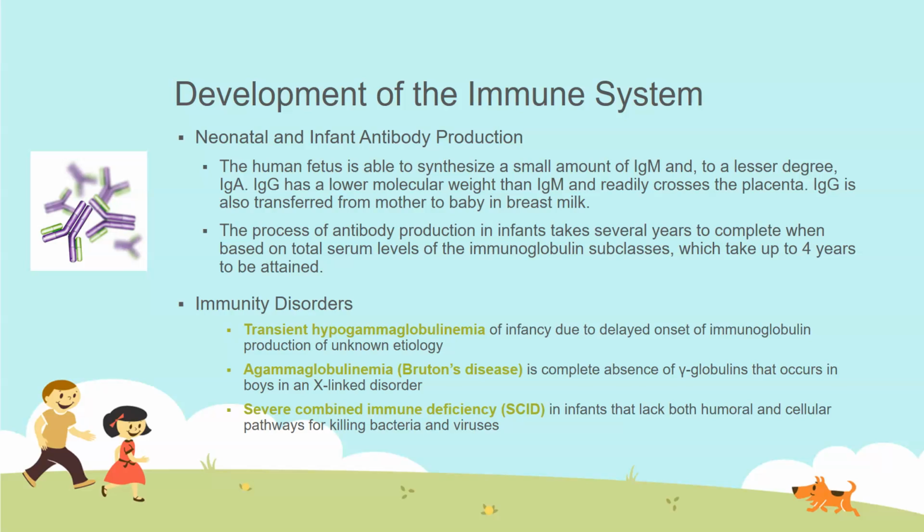And then another one where the immune system is not good is the severe combined immune deficiency, or SCID. In infants, they lack both humoral and cellular pathways for killing bacteria and viruses, and so these are very, very, very susceptible to everything that comes around. They don't usually live to be very old because of that.